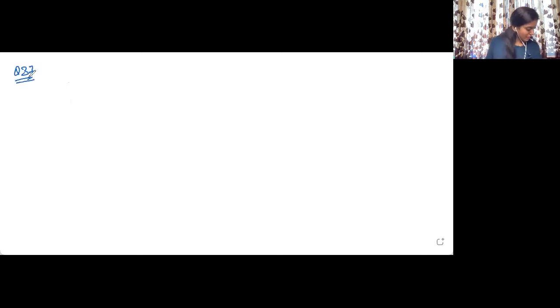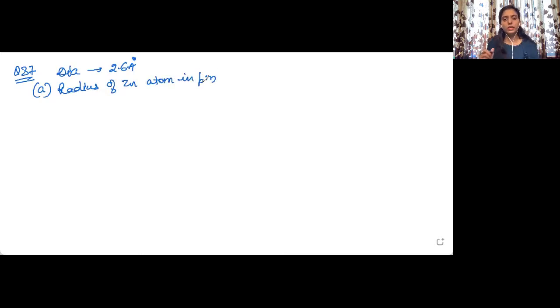Question number 37 states that the diameter of a zinc atom is 2.6 angstrom. Diameter of zinc atom is 2.6 angstrom. We need to find out radius of zinc atom in picometer. Okay, so we have been given the diameter in angstrom and we need to find out the radius in picometer. So first of all, we can just write diameter is equal to 2.6 multiplied by 10 raised to the power minus 10 meter. We have been given diameter and we need to find out radius.